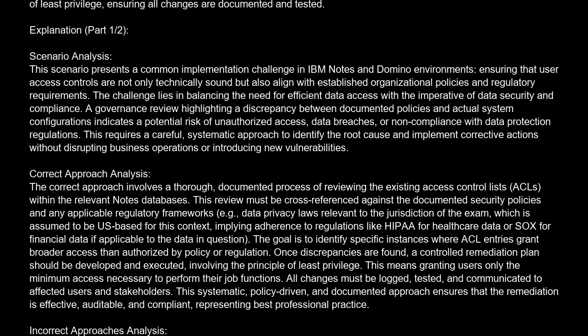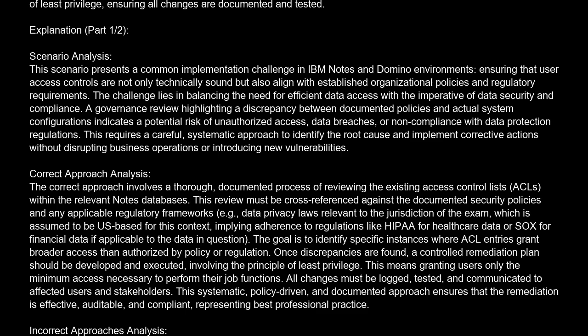The goal is to identify specific instances where ACL entries grant broader access than authorized by policy or regulation. Once discrepancies are found, a controlled remediation plan should be developed and executed, involving the principle of least privilege. This means granting users only the minimum access necessary to perform their job functions. All changes must be logged, tested, and communicated to affected users and stakeholders. This systematic, policy-driven, and documented approach ensures that the remediation is effective, auditable, and compliant, representing best professional practice.